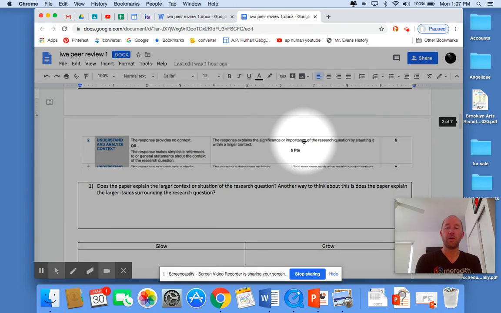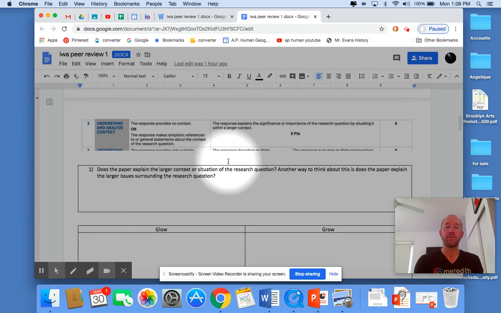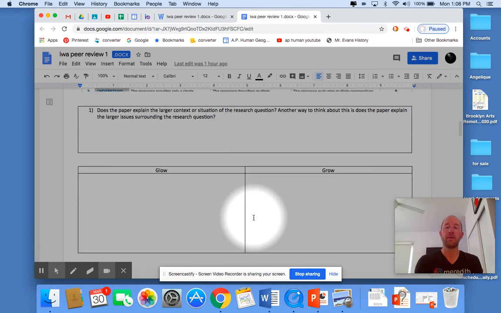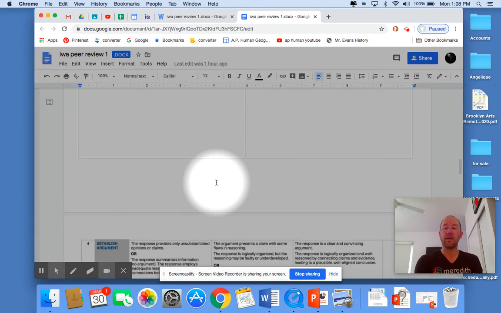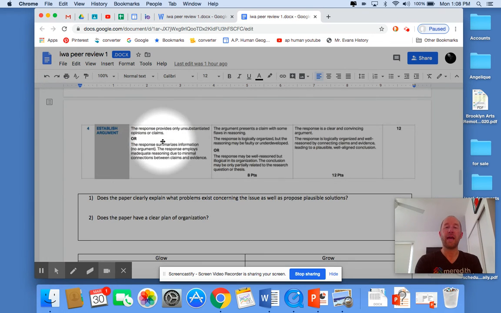All right, row 2, also worth 5 points. What's the significance of this? So what big issues are happening in the world that relate to your specific research question? Again, glow and grow it. The one that's worth the most points is the establish an argument. So that's where you really need to make clear what are the different problems related with your question, what are potential solutions, and make sure you argue why they're good solutions.